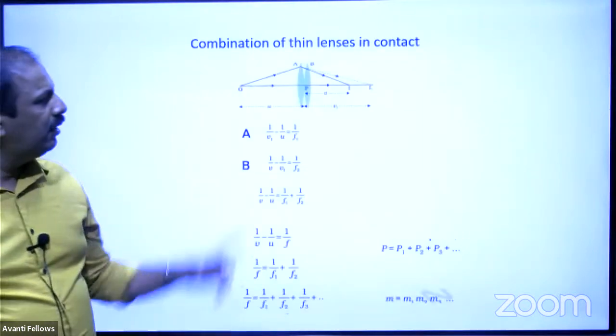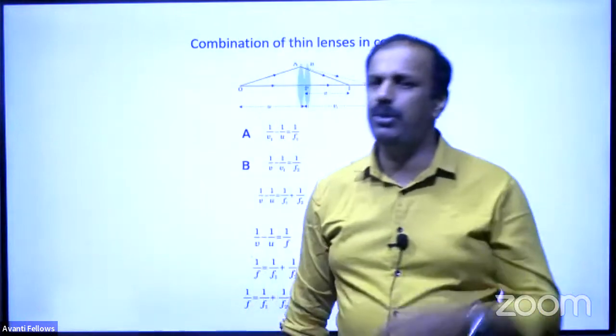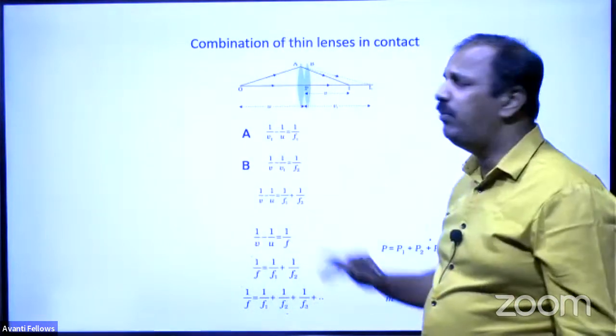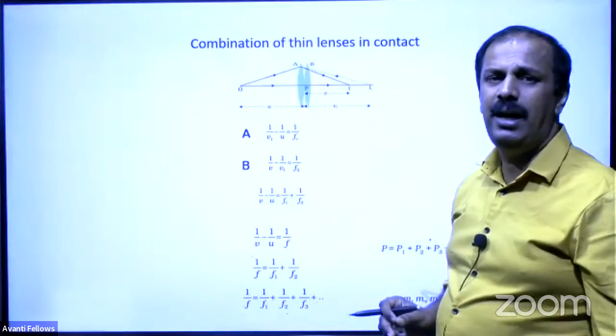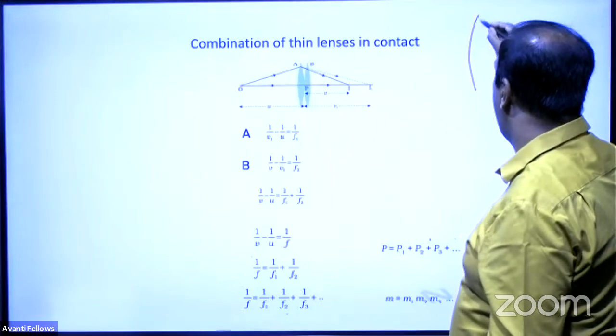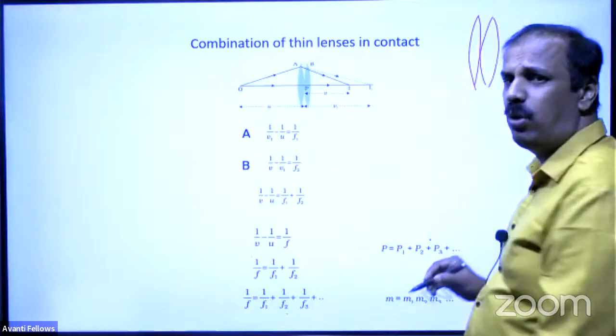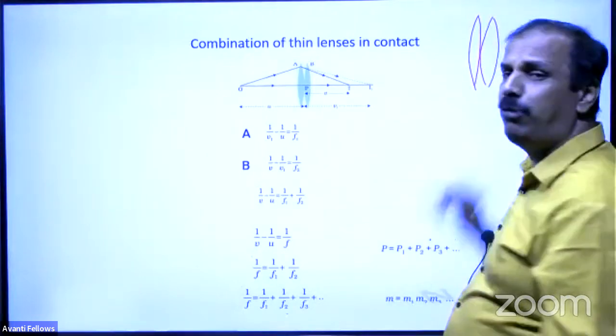So see here, we have a combination of thin lenses. The first thing I have to tell you is that this is applicable when the lenses are very thin and in contact. You have one lens here that is very thin, and another lens that is very thin, both kept in contact. So what will be the total focal length?